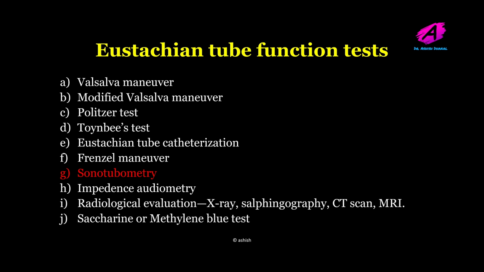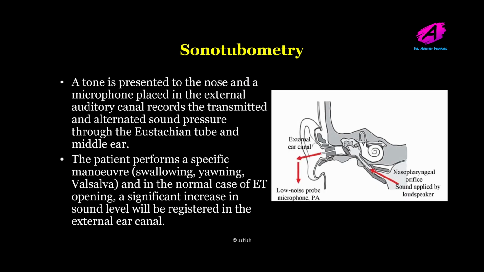So now some investigations for Eustachian tube function test. Sonotubometry. So in sonotubometry, a tone is presented to the nose and a microphone placed in the external auditory canal records the transmitted and altered sound pressure through the Eustachian tube and middle ear. The patient performs a specific maneuver like swallowing, yawning or Valsalva, and in the normal case of Eustachian tube opening, a significant increase in sound level will be registered in the external ear canal.